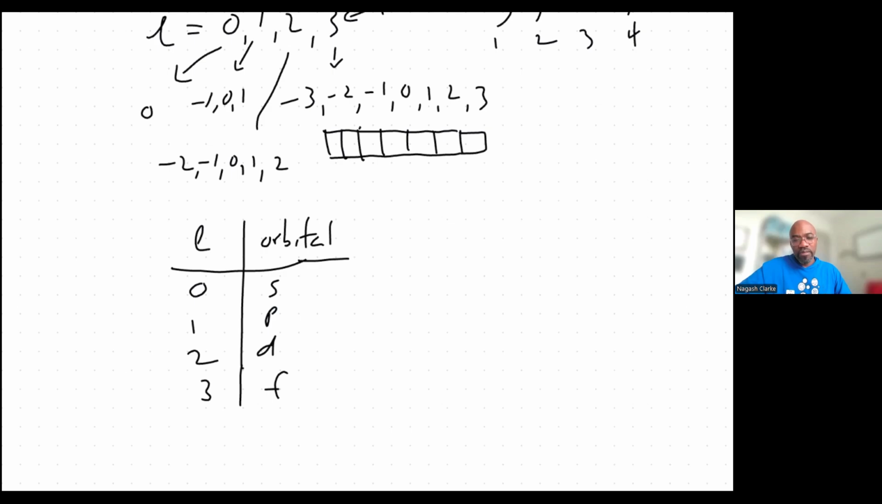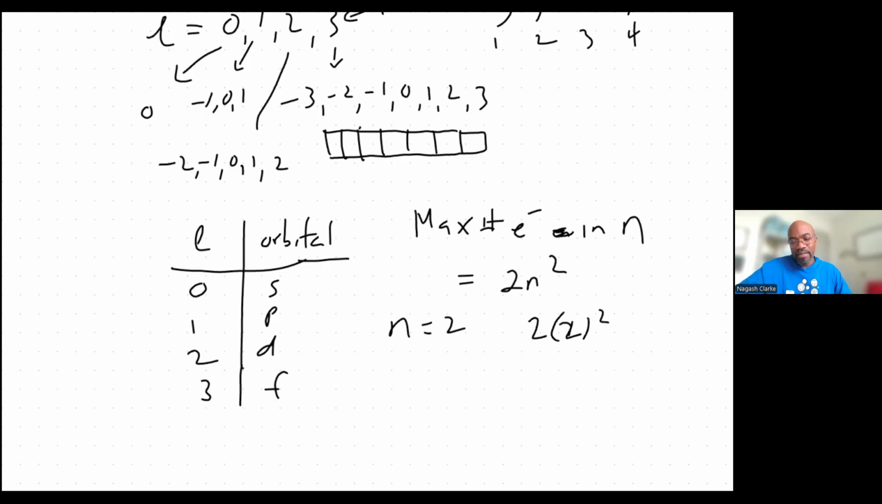There are some tricks. The max number of electrons in a level n is equal to 2n squared. So if n is equal to 2, the total number of electrons that could fit on that level, which we call the energy level or shell, is 2 times 2 squared. So that's 8.